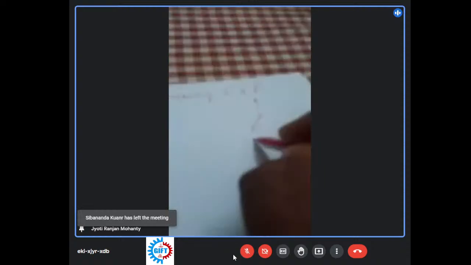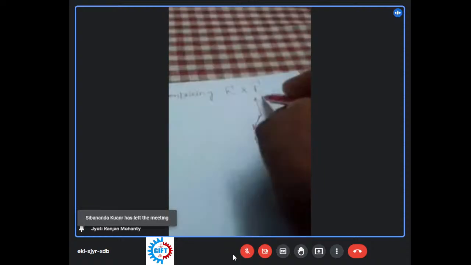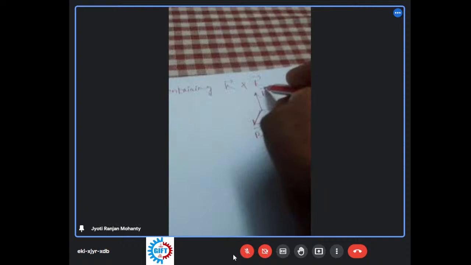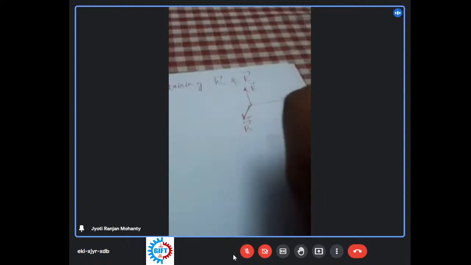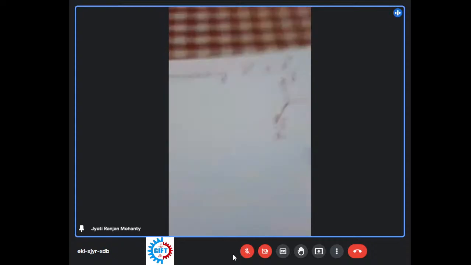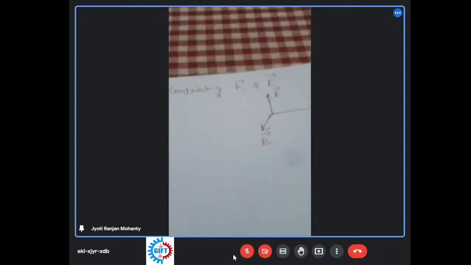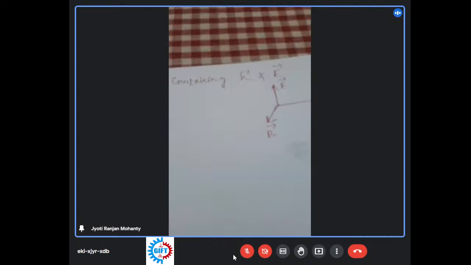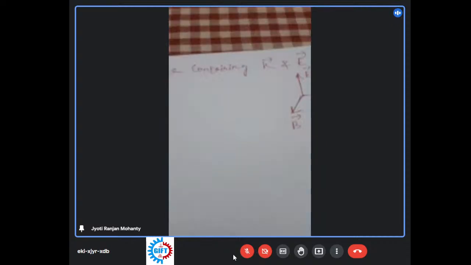B is a vector which is perpendicular to the plane containing E and K. जहां पे E and K प्लेन प्रेजेंट है वहीं पे B एक वेक्टर है जो कि परपेंडिकुलर है. ठीक है?